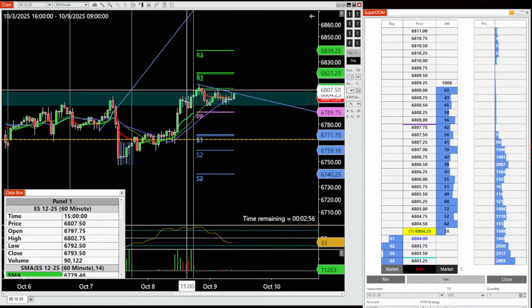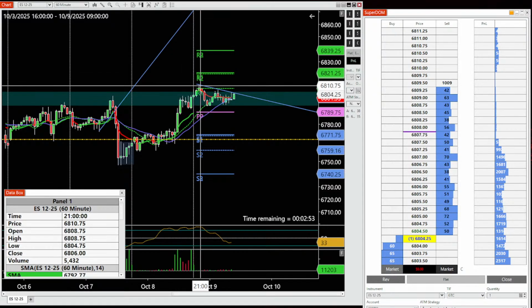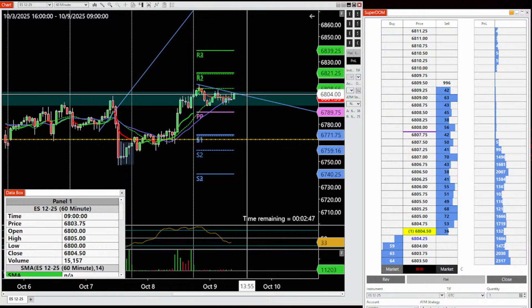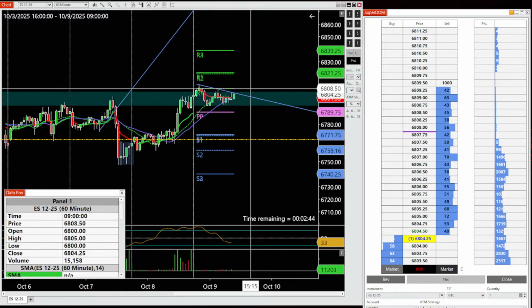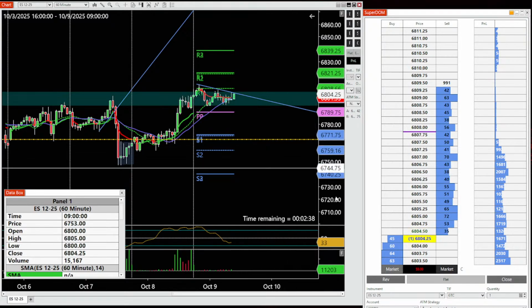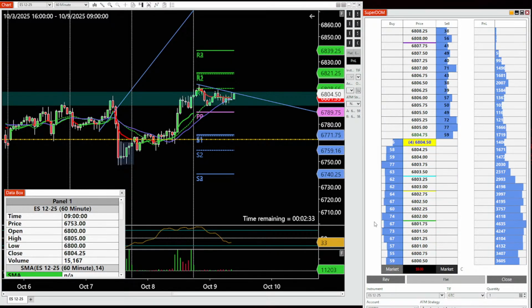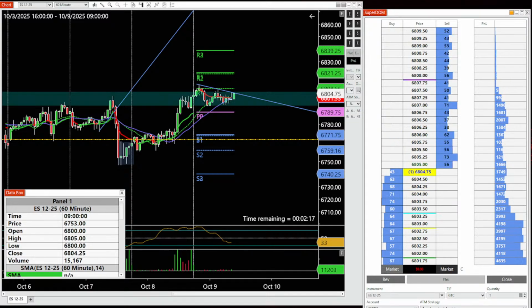It just broke out of this range a little bit, tipped out, poked his head out, came down a little bit more, came down. Nice bull flag. Nice bull flag.